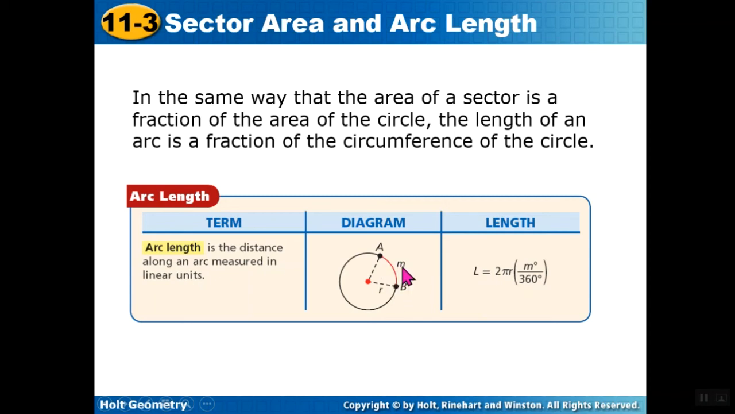Now it is different than the measure of the arc. If we ask what is the measure of the arc, it means we take the measure of the central angle. But if we ask what is the length of the arc, then we follow this formula. Where does this formula come from? 2 pi r is the full circumference of the circle, and part of it is m degrees, the measure of the arc, which is the measure of the central angle in front of the arc. We divide the measure of the angle by 360. This is the part of the full circumference.